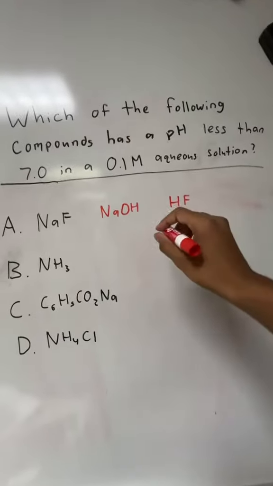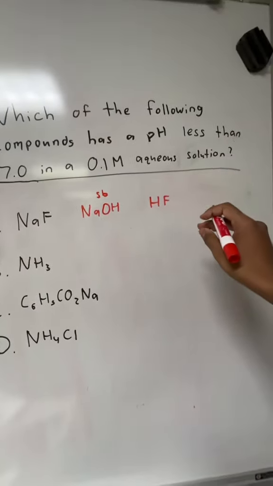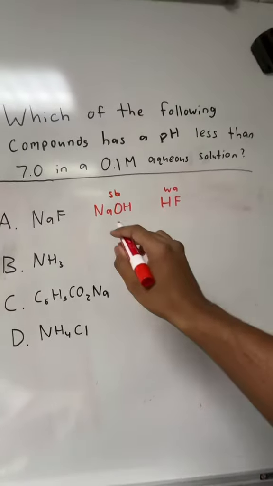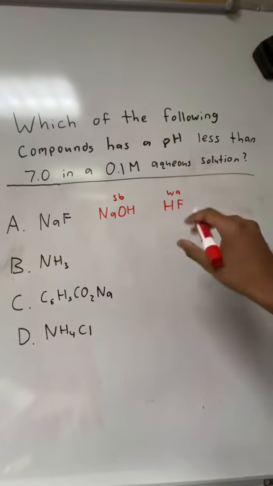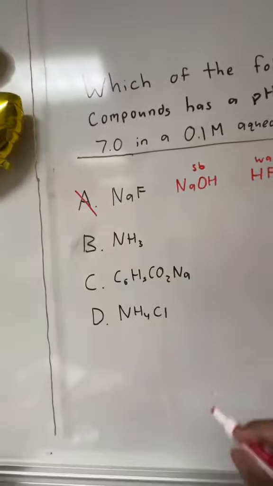So NaOH is a strong base, SB, right? And HF, hydrofluoric acid, is a weak acid. And so since our base is strong and our acid is weak, that means that this is going to have a pH that is basic. It's going to be above 7. So this is not going to be our answer. I will come back to B.